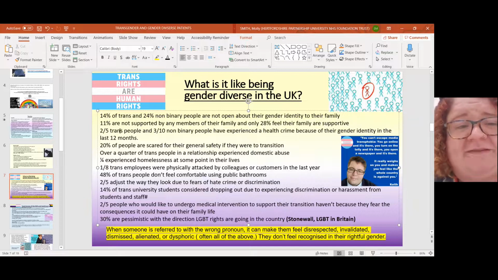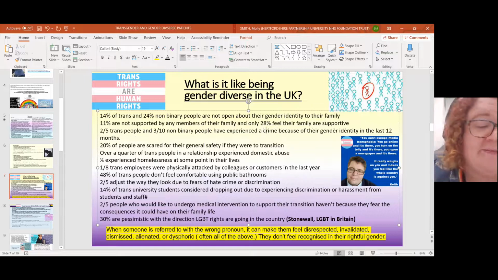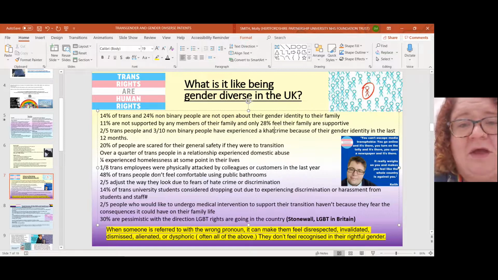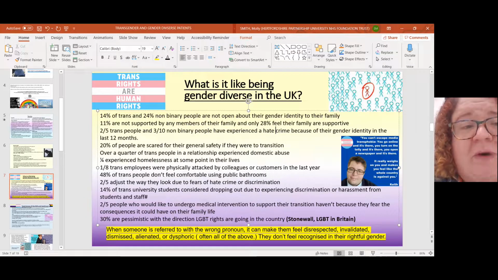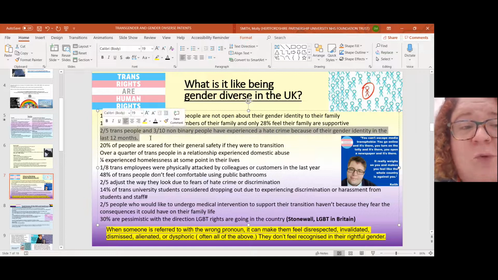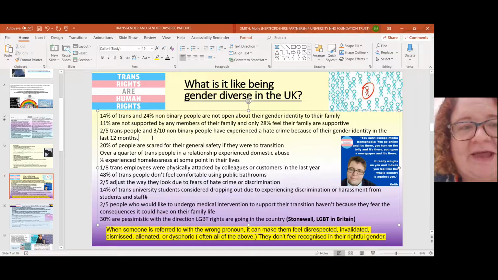2 out of 5 trans people and 3 out of 10 non-binary people have experienced, this should say hate, sorry, have experienced a hate crime because of their gender identity in the last 12 months. That's not even in their life, the last 12 months. Just imagine that. Just imagine being scared of who you are, being discriminated against, having people say hurtful things, even possibly be violent towards you because of your gender identity.